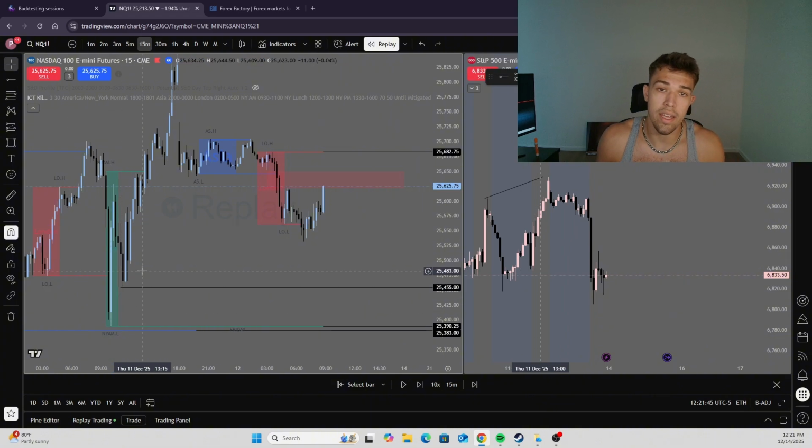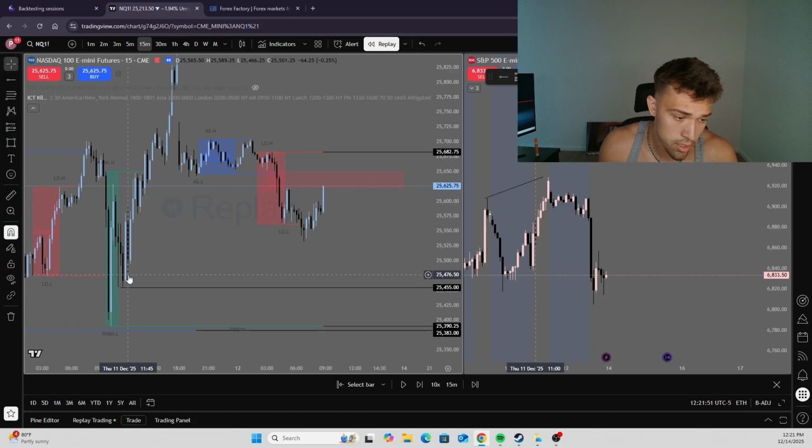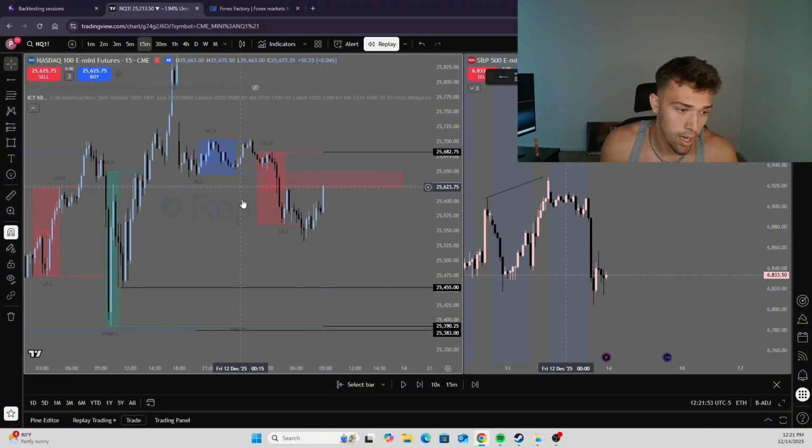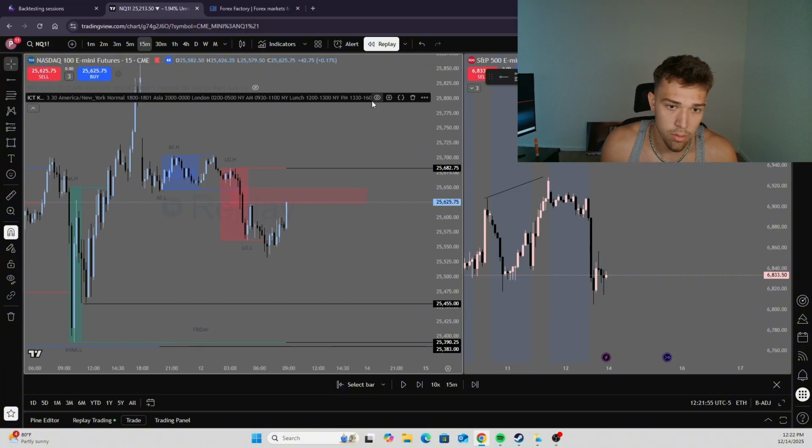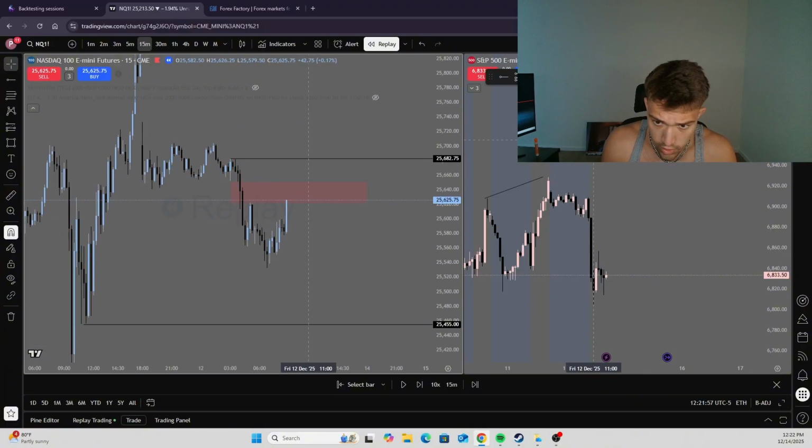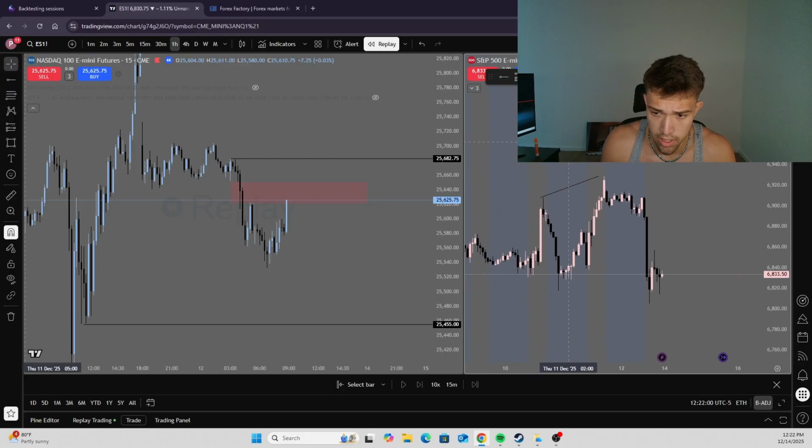Another one I forgot. Equal lows, equal highs. Fantastic one. Equal lows and equal highs are great draws on liquidity. So right here, we also have relative equal lows on the NASDAQ. So we have some targets above and below price right here.